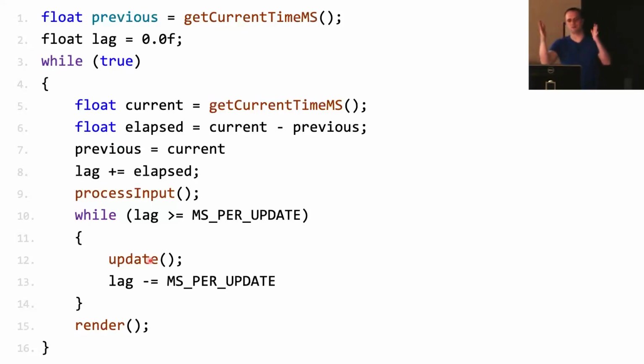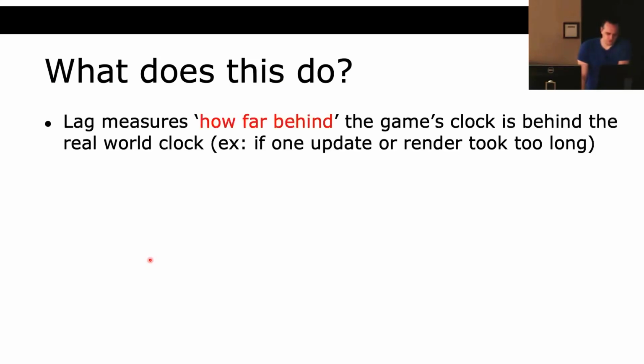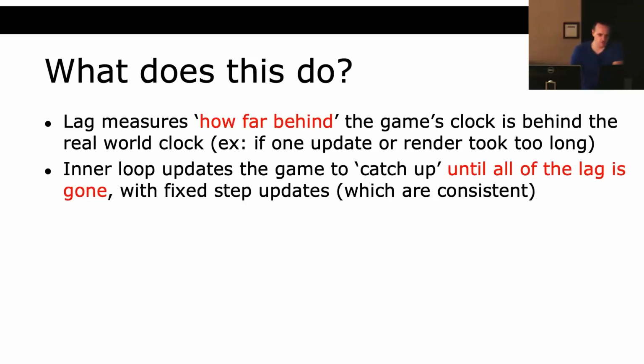So if our lag from the burger example was 2 minutes, then here we would make a burger. Okay, I've caught up 1 minute. We've still got 1 minute left. Make another burger, right? And then make that final burger for this frame and then go on. And so what does this do? The lag measures how far behind the game's clock is, behind the real world clock, if that's our analogy. The inner loop is going to update the game to catch up until all the lag is gone with fixed step updates.